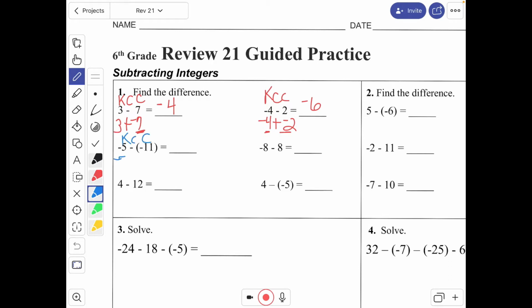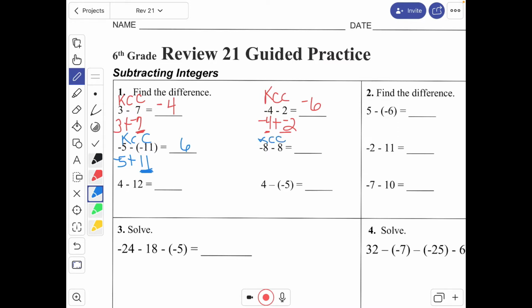Next one, keep, change. So keep the -5, change to addition, and -11 becomes +11. They have the different signs, so we're going to subtract. 11 minus 5 makes 6, and we take the sign of the higher number, which is positive, so it's +6.